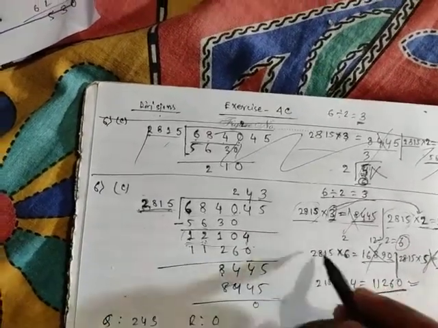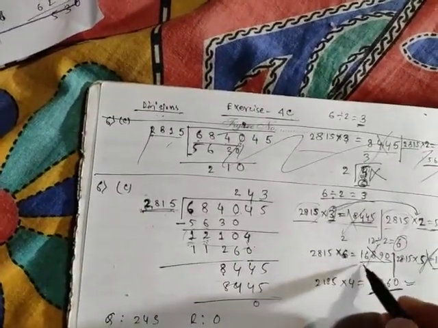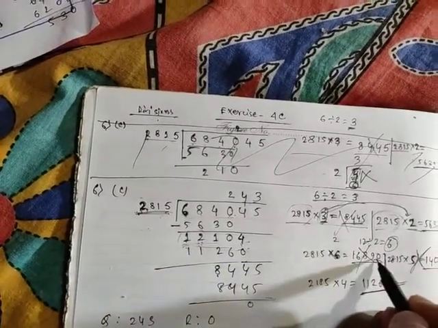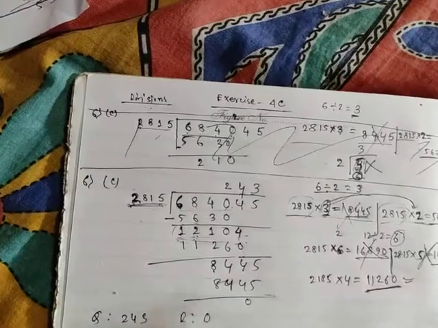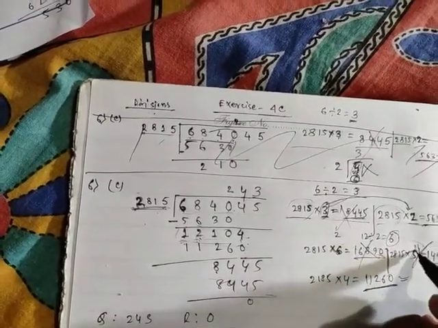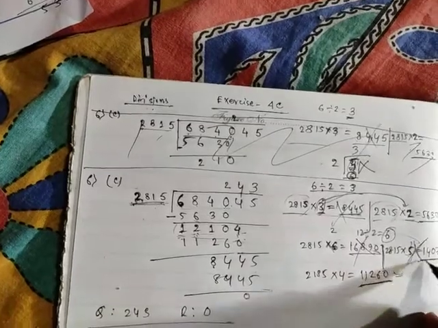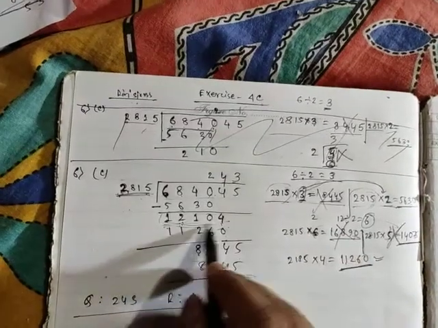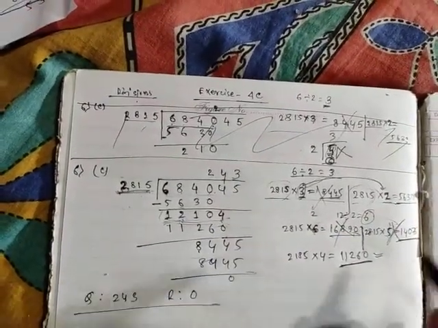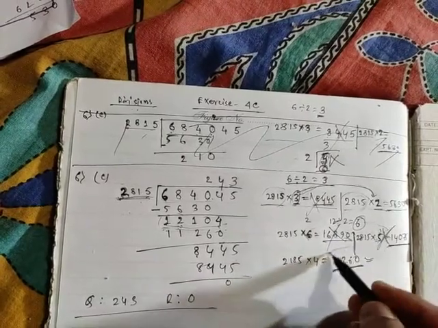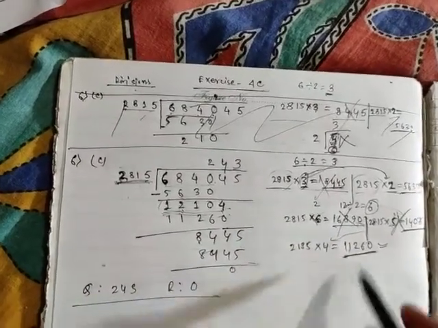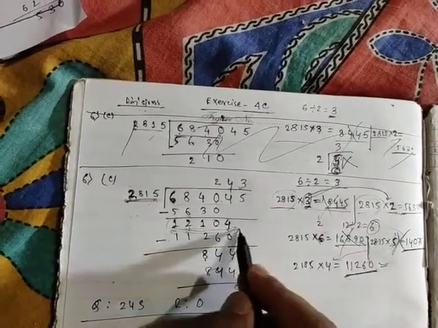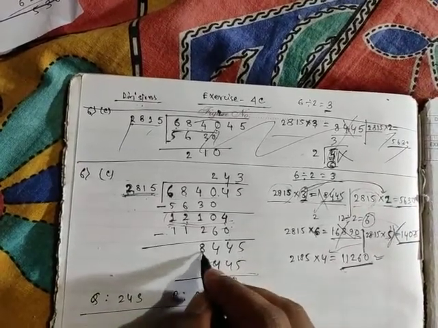So multiply the whole number with 6. After multiplication we get 16890, which is greater than this number, so it is not possible. Follow the next process. We have to multiply with the previous number 5. After multiplying 5, I will get 14075. It is again greater than this number, so it is not possible. Again multiply with the previous digit 4. After multiplying 4, we will get 11260, which is less than this number. So now do the subtraction, it will become 844.